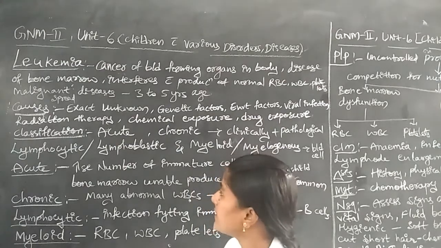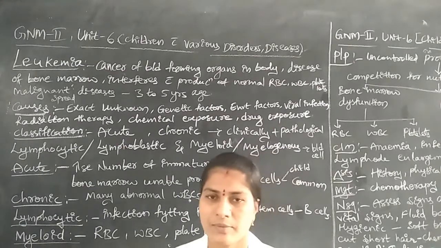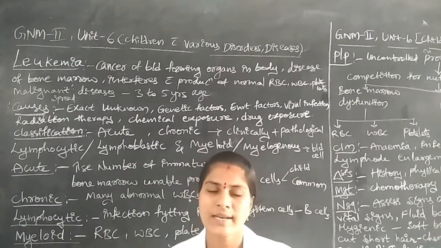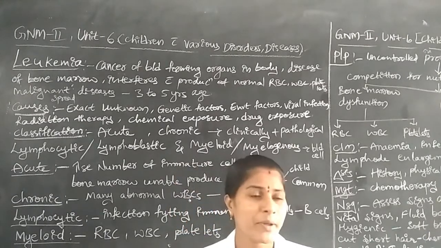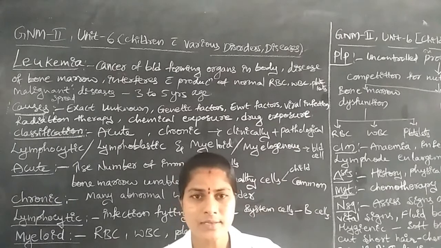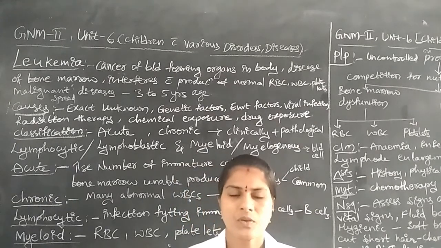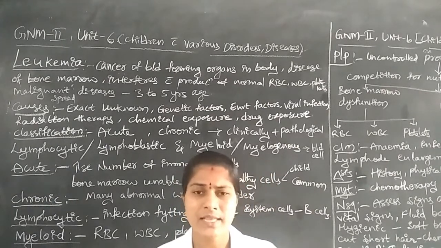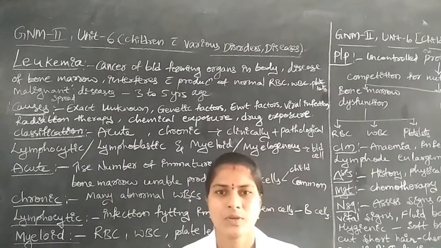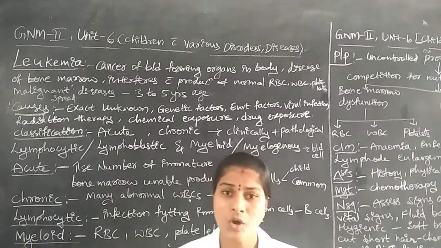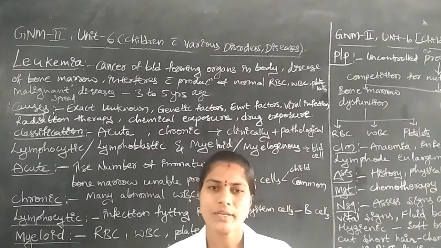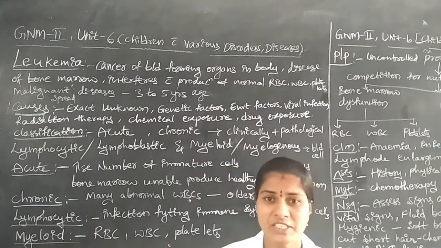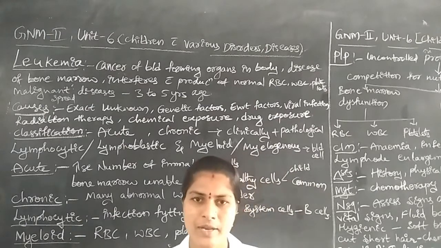Next, another one is chemical exposure. Children who excessively use chemicals. Sometimes their parents work in chemical factories. In that chemical factory, as their occupation, they do their work or job with exposure to some chemicals. Due to that, the children may be affected by this disease of leukemia.